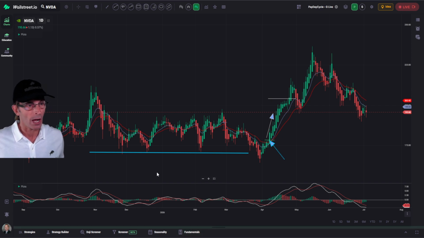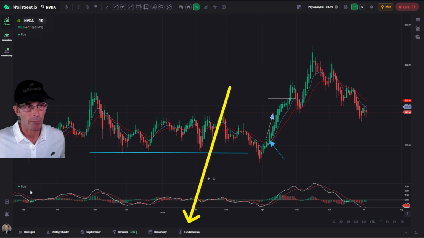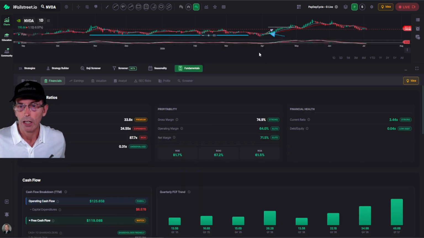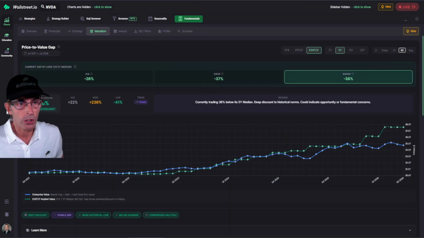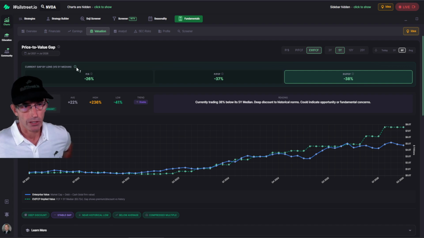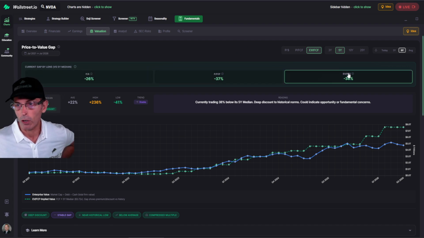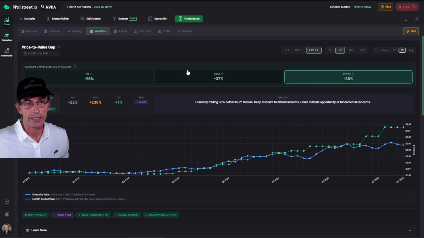I'm going to go down here. I'm going to click this fundamental button down here on the bottom. And in a matter of seconds, I'm going to know if it's valued, undervalued, or overvalued, or if it's good. When I'm in fundamentals, I'm jumping right to valuation. Now, when you're in valuations, there's a lot of numbers here. You've got price to sales, price to cash flow, enterprise value, free cash flow, and a lot of other data.